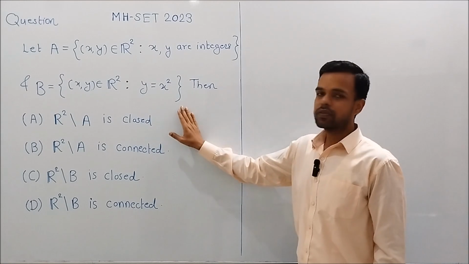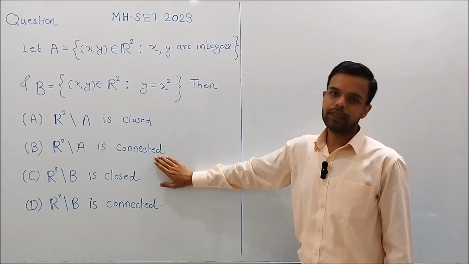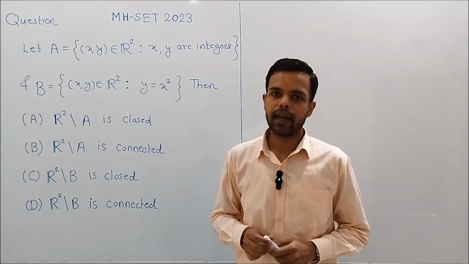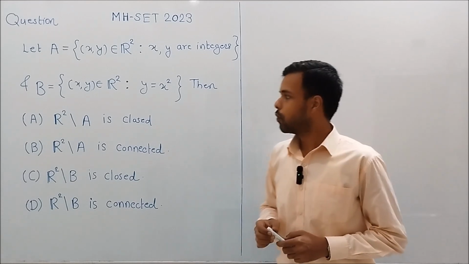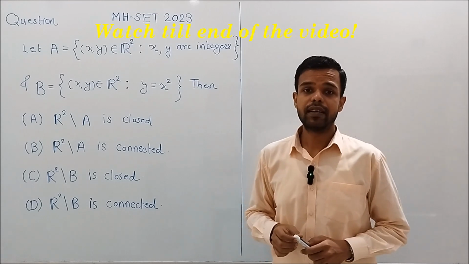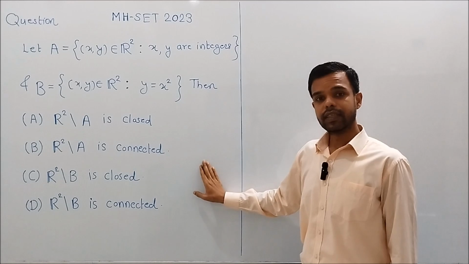In today's video, we will solve an interesting MCQ question on closed and connected subsets of R. We will solve this question via two approaches, one geometric and another theoretical. So watch till the end of this video for a step-by-step solution and a surprising insight that might change the way you think about these concepts. So let's get started.